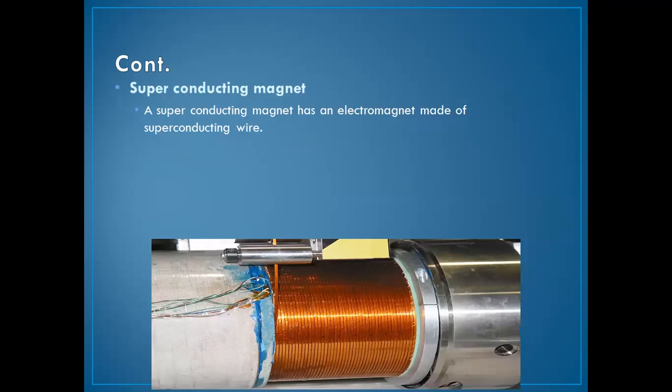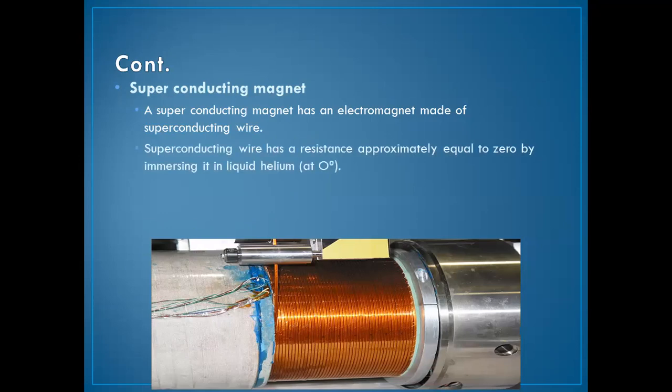Superconducting magnet, which is the third type. A superconducting magnet has an electromagnet made of superconducting wire. Superconducting wire has a resistance approximately equal to 0 by immersing it in liquid helium at 0 degrees. The length of superconducting wire in the magnet is typically several miles.